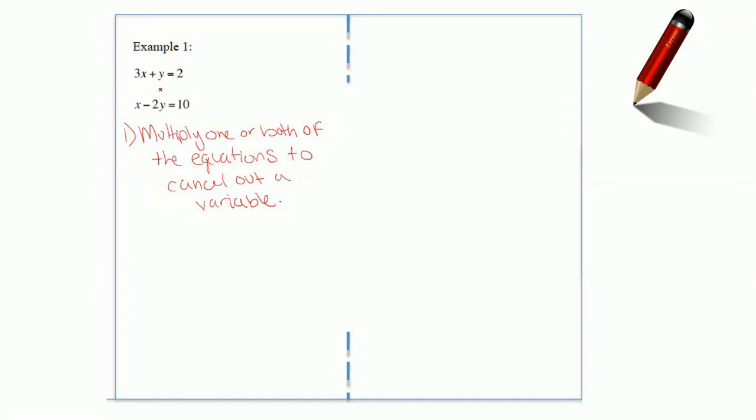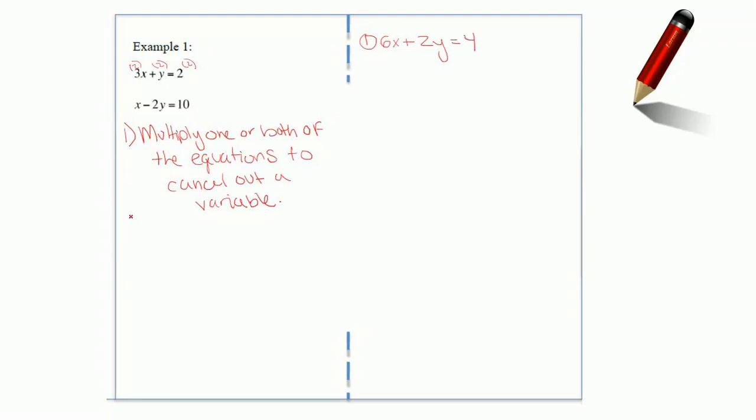This has a 2 here, and I need this to also have a 2. So I'm going to multiply the top by 2. Now, make sure you multiply everybody by that 2. I find some students forget to do that. If I multiply everybody, I get 6x plus 2y equals 4 for that equation.